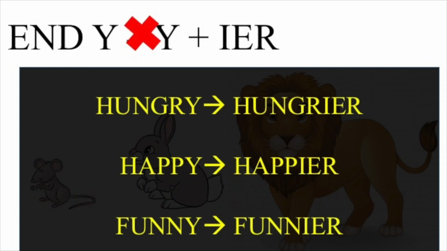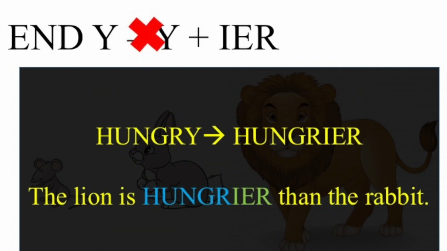And guys, remember about letter Y. What do we need to do with Y if it's Y on the end? Delete Y, I-E-R. Excellent. Hungry, hungrier. So you see, hungry has a Y on the end. But for hungrier, delete the Y, add I-E-R. Happy, happier. Funny, funnier. Excellent. You see, we delete the Y and then I-E-R.